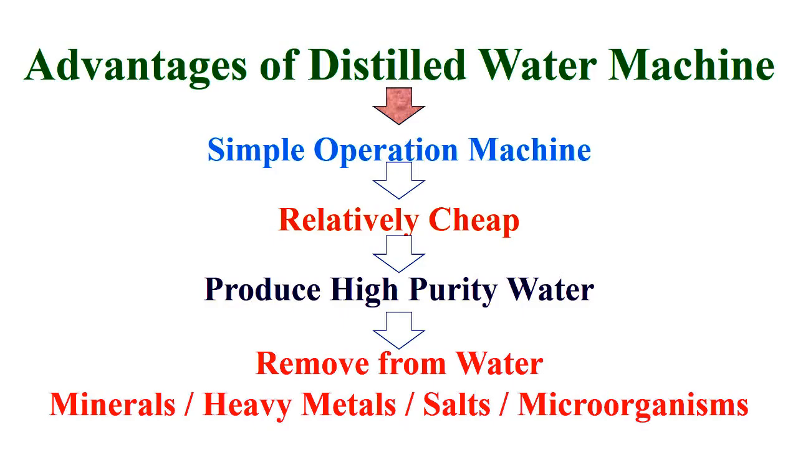So, the distilled water machine is considered a simple operation machine, relatively cheap, and produces high purity water by removing minerals, heavy metals, salts, and microorganisms from water.